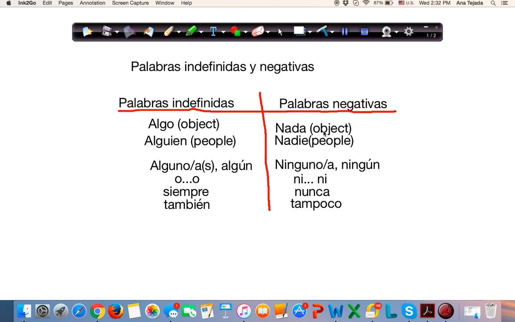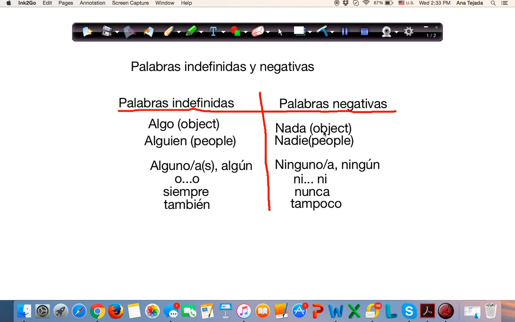So what are indefinite words? Like its name says, they are words that are non-specific. Words that in English could be someone or something. And negative words are words that contradict a statement or deny the existence of something or someone. So in Spanish, every indefinite word has a corresponding negative word.